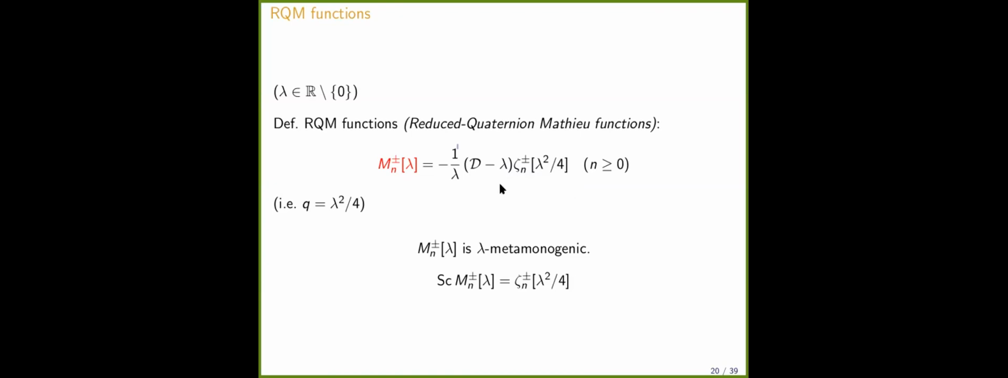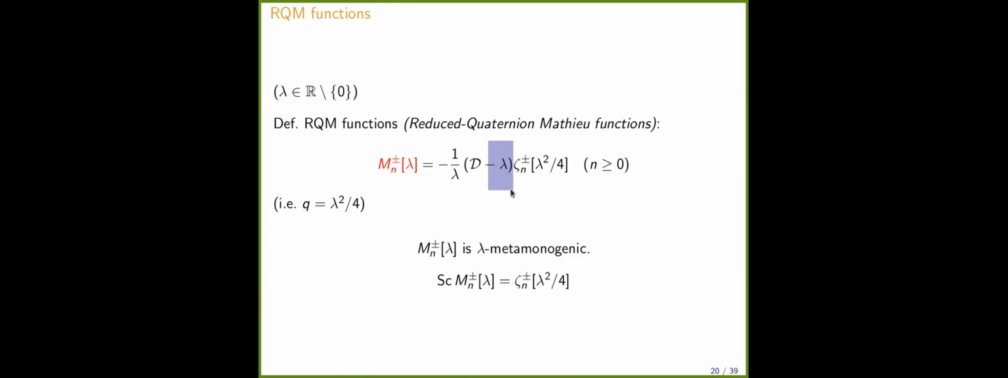And therefore meta-harmonic. We apply the conjugate operator and divide by minus 1 over lambda for technical reasons. So essentially, we're taking the Q Mathieu function with Q equal to lambda squared over 4. And by the trick I just mentioned, this Mathieu function called M of n, depending on lambda, is automatically lambda metamonogenic. Its scalar part, well, the d applied to a scalar function is vectorial. So that's not the scalar part.